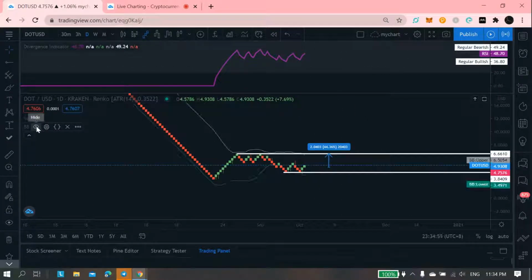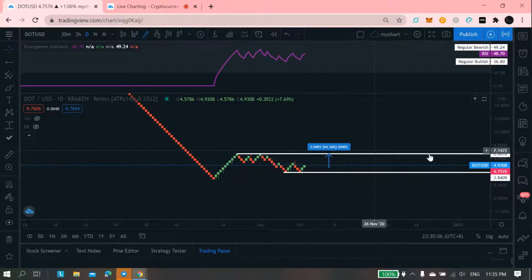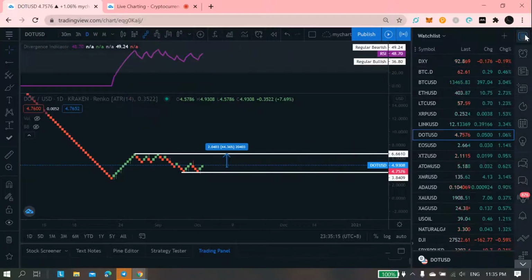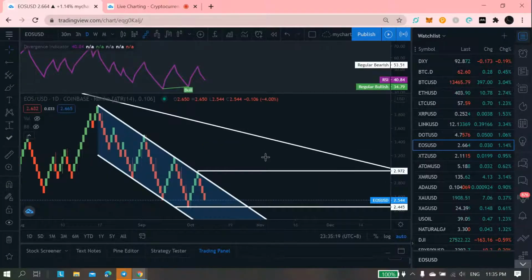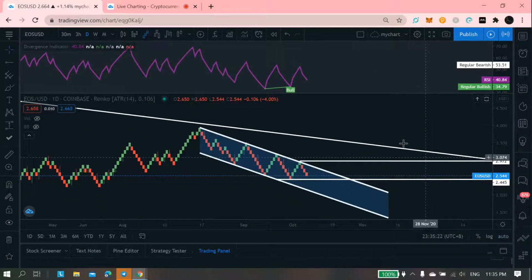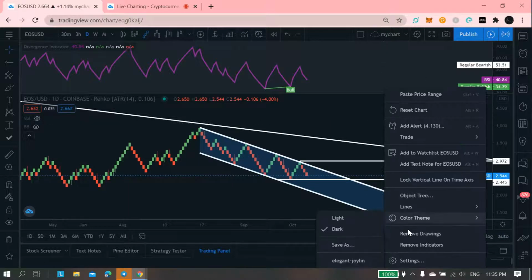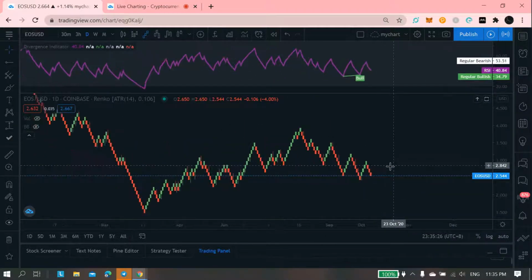Actually, we can also use this Bollinger Band. Yeah, just right. I bought near the lower Bollinger Band. So next is EOS. Well, currently for EOS, let's just remove all the drawings.